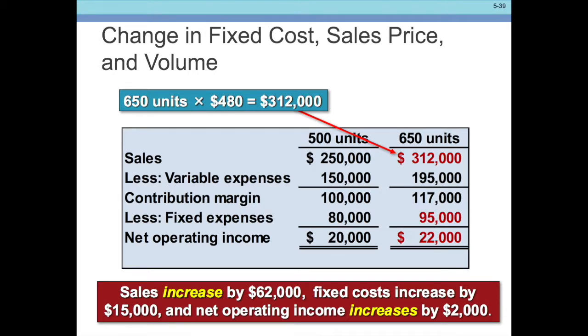We have fixed expenses that have gone up now, so we've got $15,000 more in fixed expenses, and so we have a net operating income of $2,000. So a sales increase in this case increased sales by $62,000, and fixed costs increased by $15,000, but net income only increased $2,000. So we did an awful lot to get a very small amount of return in this particular case. So do the numbers and go through the scenarios as your manager in your own firm or when you go forward.